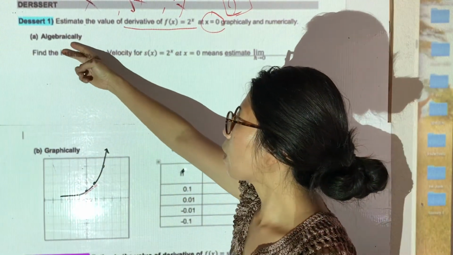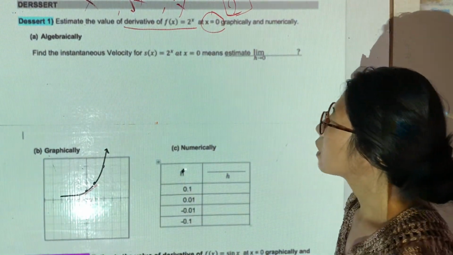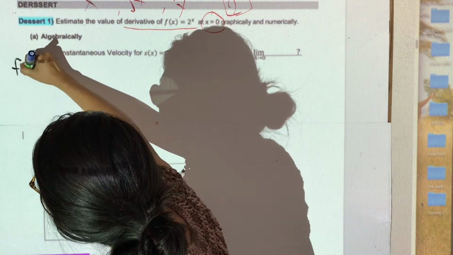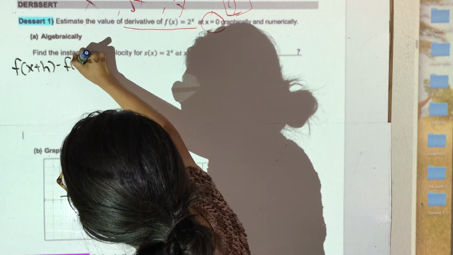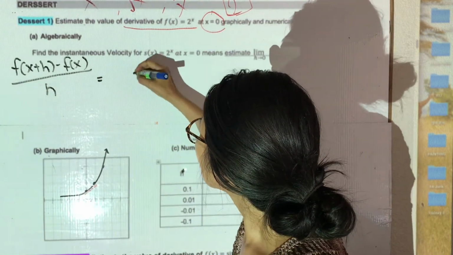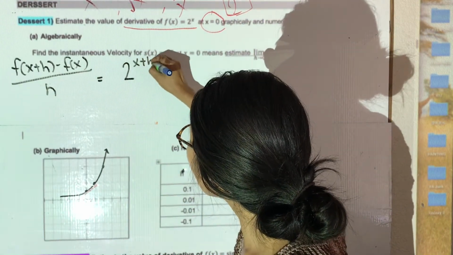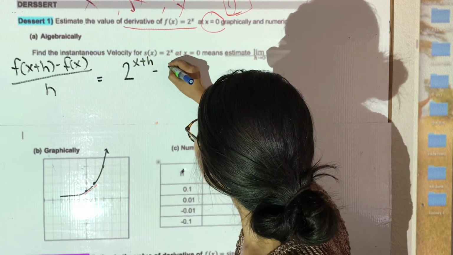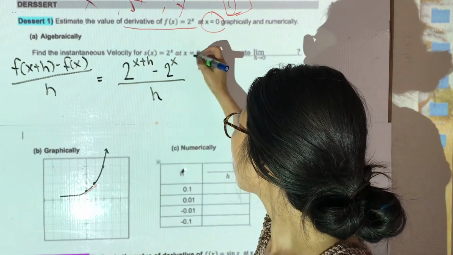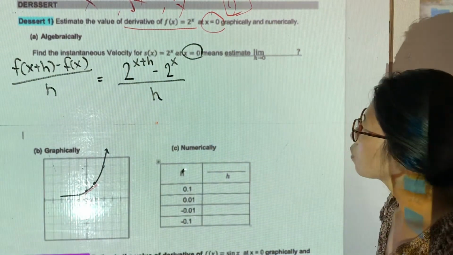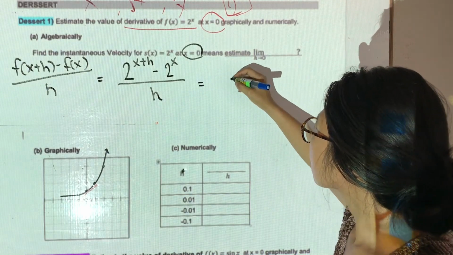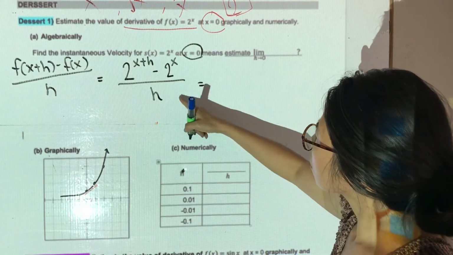Do you remember how we approach it algebraically? That was the rate of change. So again, let's put it into our formula, f of x plus h minus f of x over h. In this case, it's going to be 2 to the x plus h minus 2 to the x over h. But what is our x value? The x value is 0. So we are basically finding the rate of change with this one.